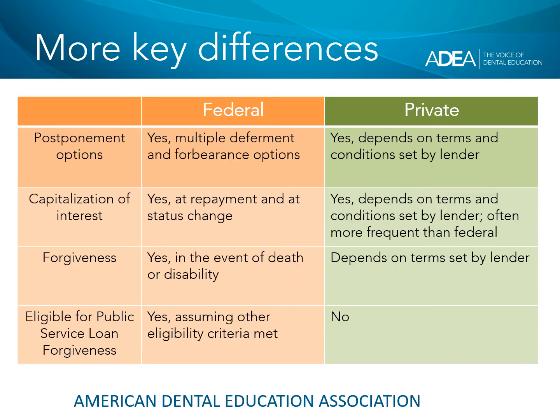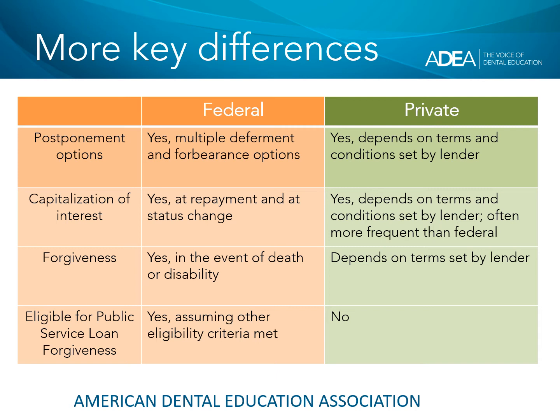Now, a few more very important key differences between federal and private loans. First of all, in terms of postponement options, if you need to postpone payment on your direct unsubsidized or direct plus loans, there are multiple deferment and forbearance options available on these federal loans. In all likelihood, there will be some kind of postponement provision available on private loans, but that very much depends on the terms and conditions set by the lender. The postponement options are usually far fewer on private loans than there are with federal student loans.